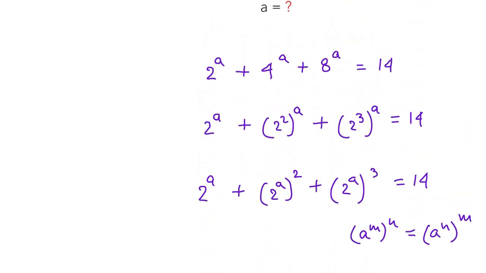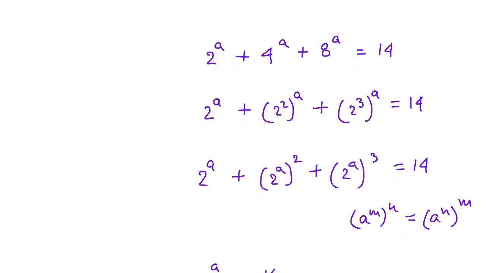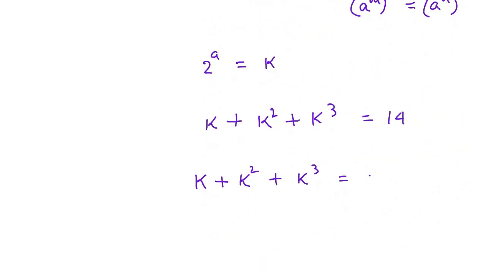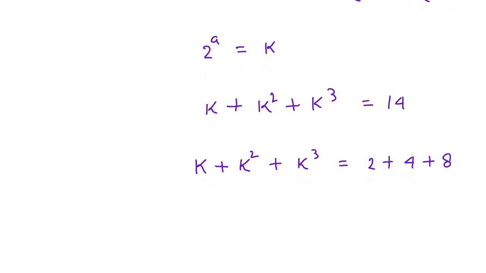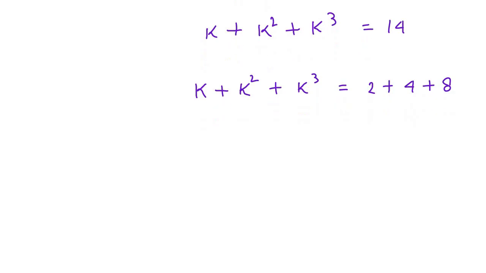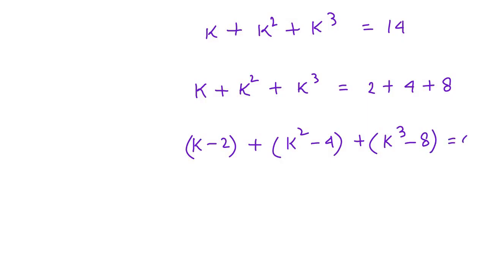2, 4 and 8. We can separate like this: 2 plus 4 plus 8. The total is 14. Then we can write k minus 2 plus k square minus 4 plus k cube minus 8 equals 0.